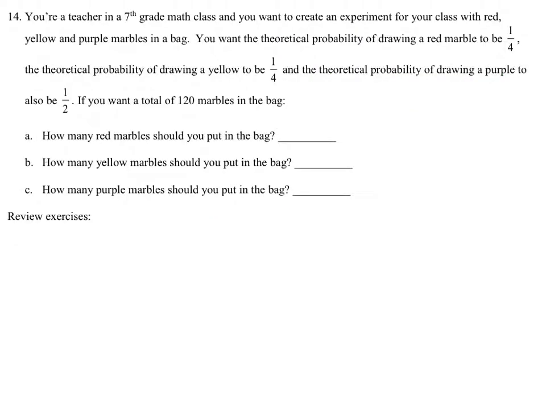You're a teacher in a 7th grade math class and you want to create an experiment for your class with red, yellow, and purples in a bag. You want the theoretical probability of drawing a red to be 1/4, the theoretical probability of drawing yellow to be 1/4, and the theoretical probability of drawing a purple to be 1/2. Now what we have is 120 marbles, so how many reds should be in the bag?